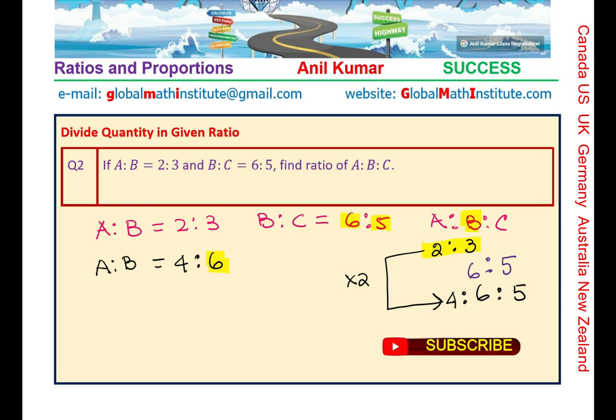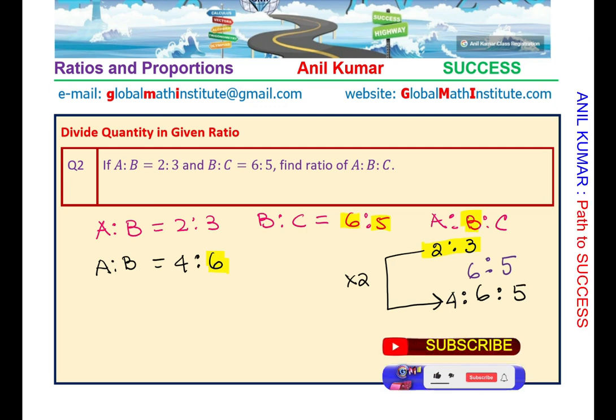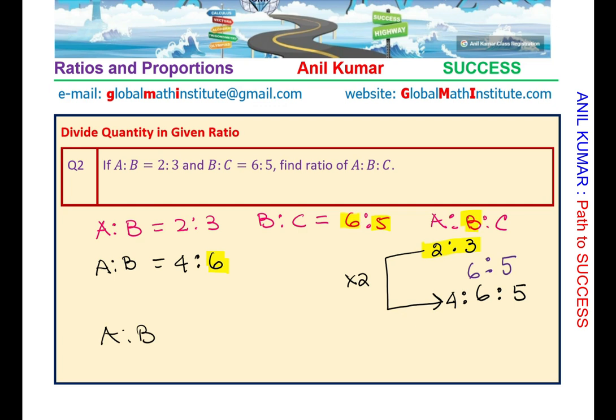So that is the neat strategy to relate three ratios when two of them are given, right? As shown here. So the answer is A is to B is to C is equal to 4 is to 6 is to 5. Perfect.